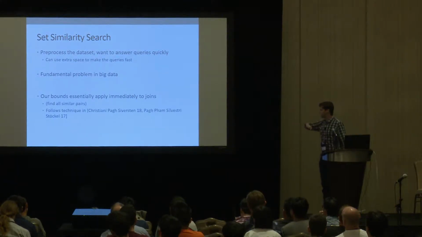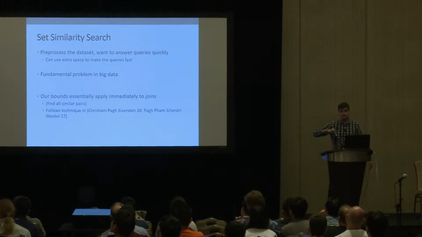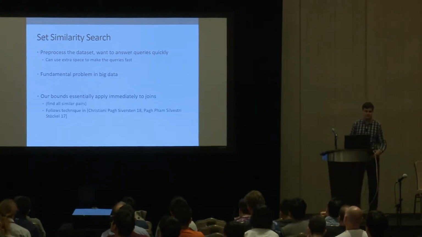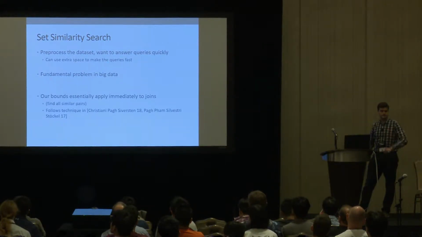These are both sets. We want to find similar ones. And I want to say really quickly that our bounds basically just immediately apply to joins. So you can think of a join as being finding all similar pairs. And there's sort of a few papers that have looked at this, which basically the running times I talk about apply immediately. You just multiply everything by n.